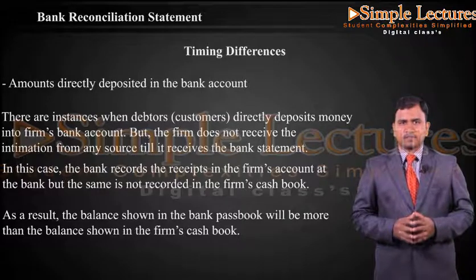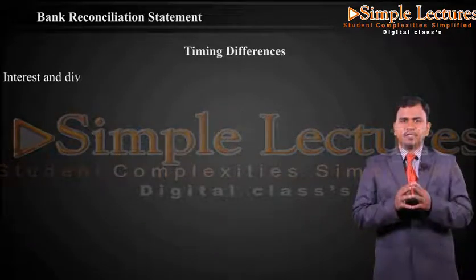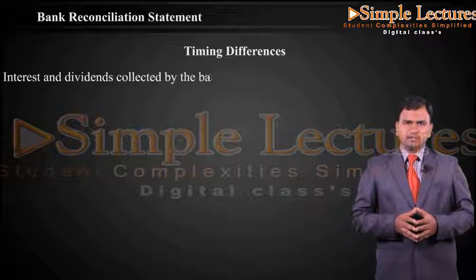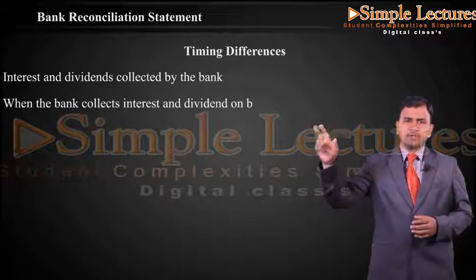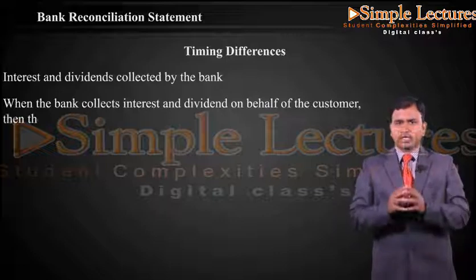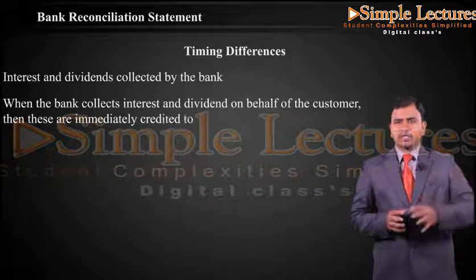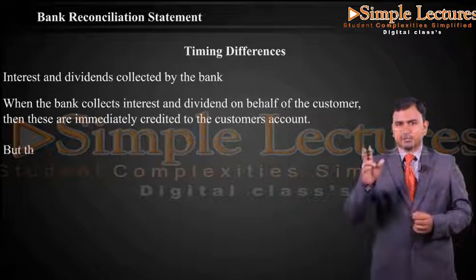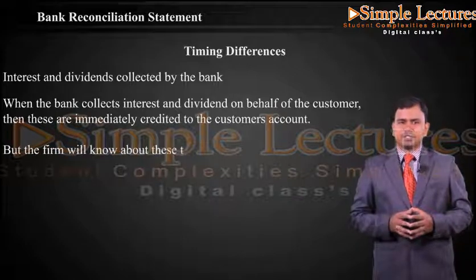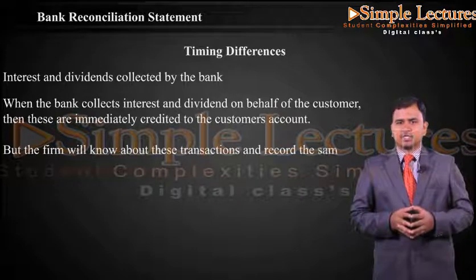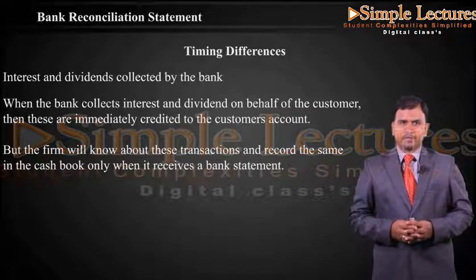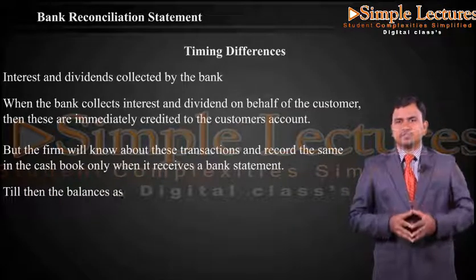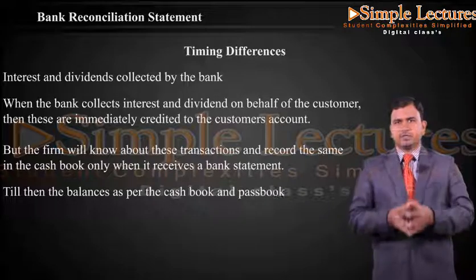And then we have interest and dividends collected by the bank. When the bank collects interest and dividends on behalf of the customer, these are immediately credited to the customer's account, but the firm will know about these transactions and record the same in the cash book only when it receives a bank statement. Till then, the balance as per the cash book and passbook will differ.